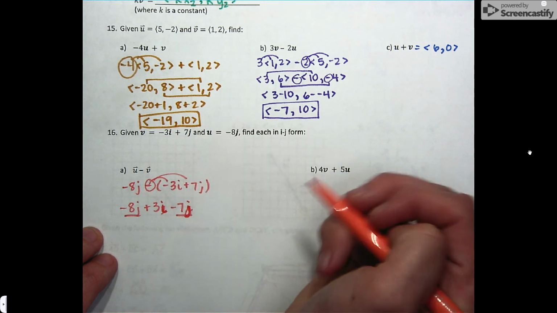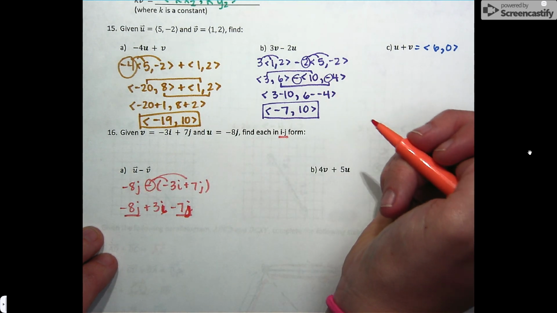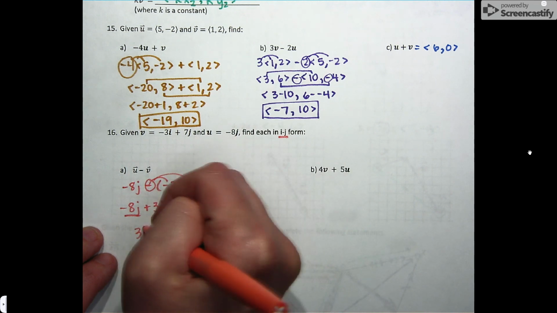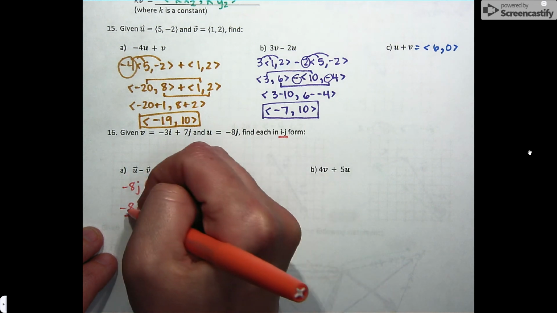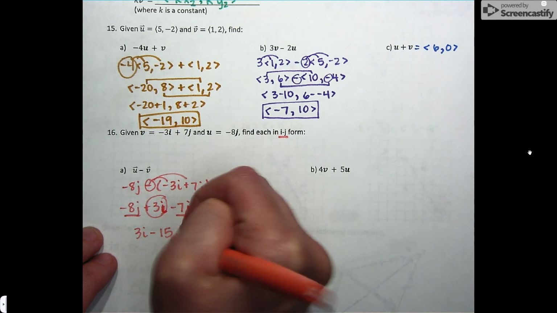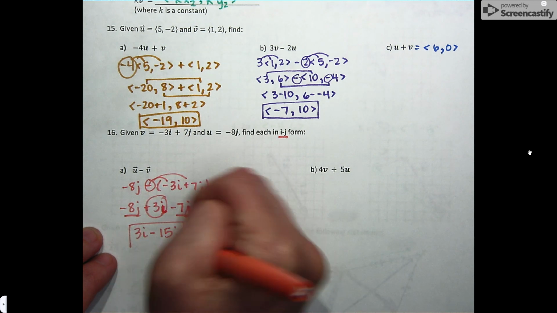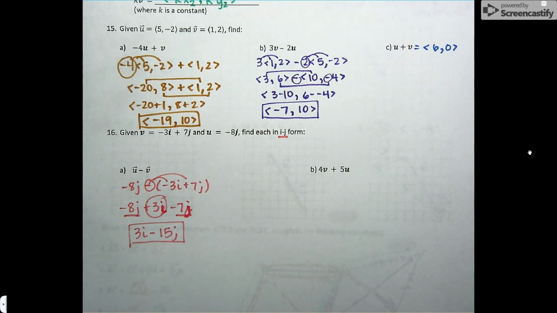And then just combine like terms, but making sure you're in ij form. So I'd have a positive 3i and then negative 15j. And that'd be my resultant vector. It'd be the same thing as 3 comma negative 15 if I wrote it in component form with my little triangle brackets, but that's how it ends up.